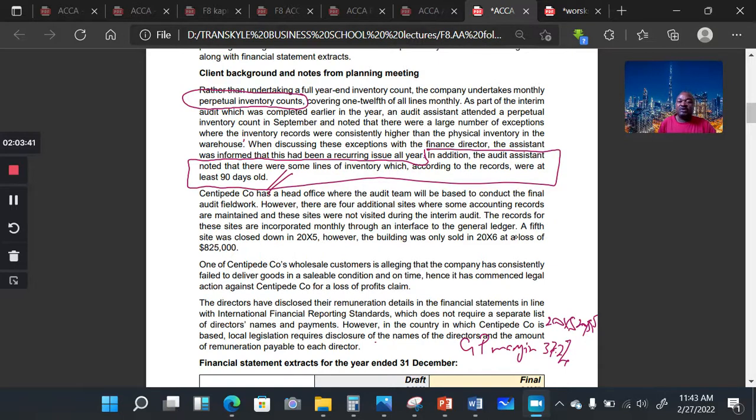All right. So the records for these sites are incorporated monthly through an interface to the general ledger. So the issue of interface, we are talking about some computer system here, right? That's some issue of computer software. We'll be updating on a monthly basis whatever is happening to those sites into our main general ledger system. So what's the audit risk there?